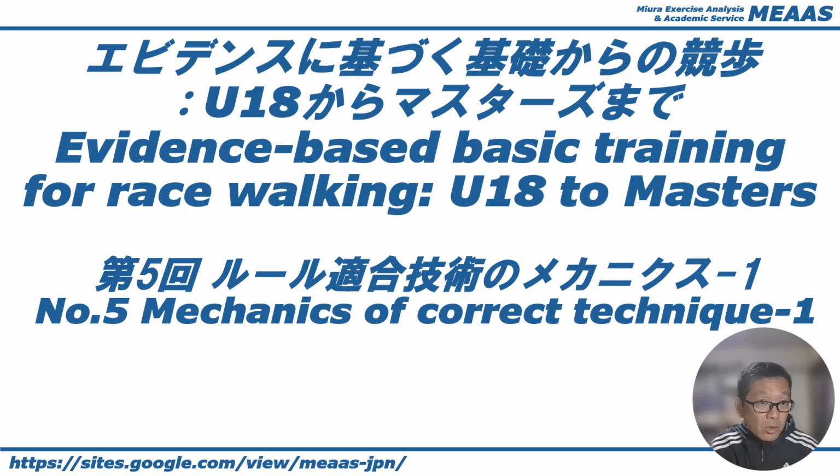In this series named Evidence-Based Basic Training for Racewalking, under 18 to Masters, I've already presented 4 versions: introduction and what is correct or incorrect. So from this version, from number 5, I start to explain the mechanics of correct technique. But it's mainly about the mechanics of incorrect technique, loss of contact and bent knee.